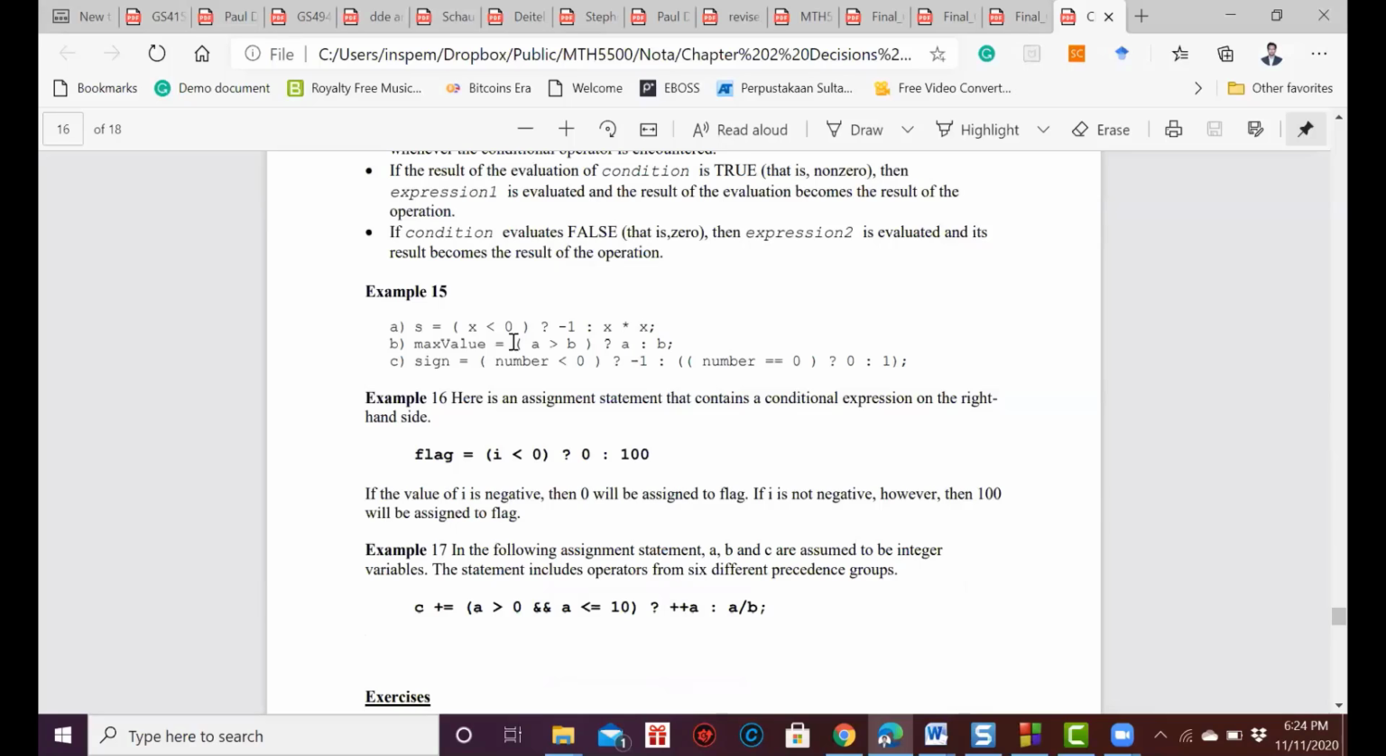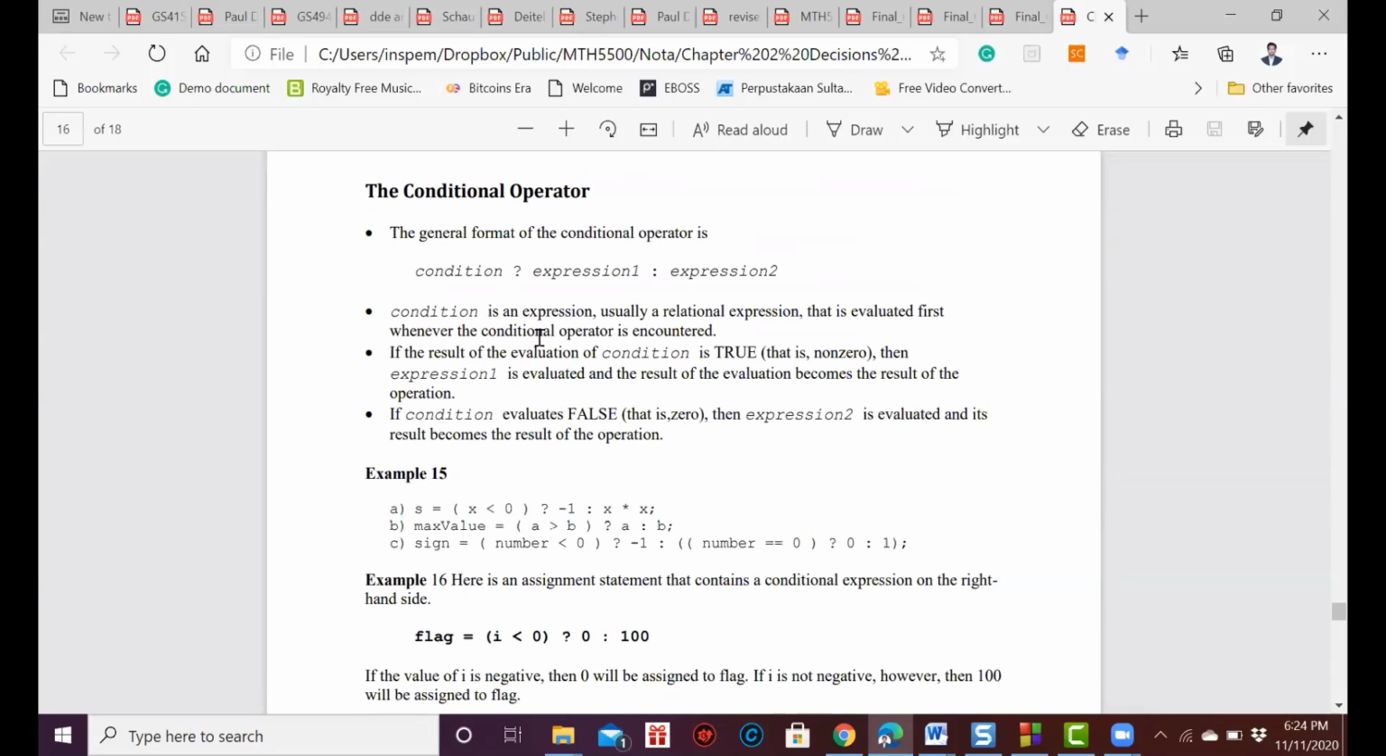Now for example, s equals, this is the condition, x less than 0, then a question mark. This is the format. Is x less than 0? Yes, then s will be equal to -1. If x is not less than 0, no, then go to false, then s will be x times x. Simple, right? Actually this is a simplification of the if-else statement.